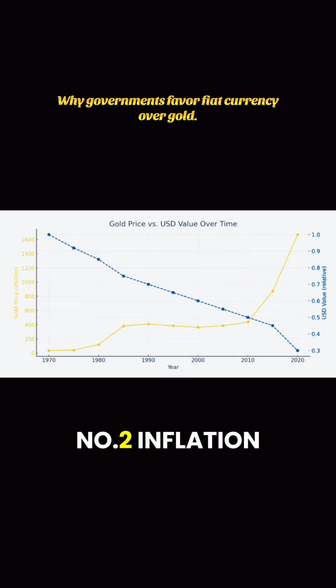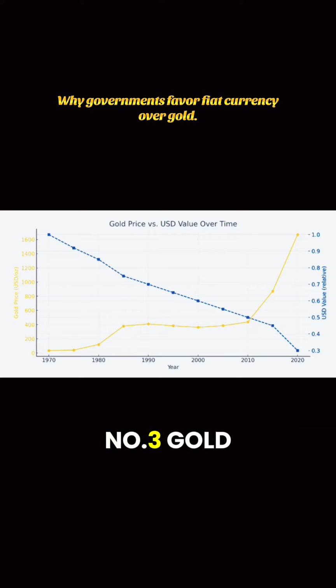Number two, inflation and loss of purchasing power. The US dollar has lost over 85% of its purchasing power since 1970 due to inflation. As more dollars are printed and prices of goods rise, the same dollar buys less over time. For example, what cost $1 in 1970 costs over $7 today due to inflation. It's not in your head. Gold, on the other hand, retains value because its supply is limited, unlike paper money.